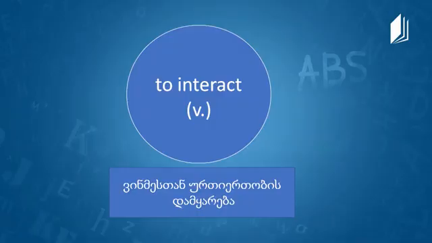And next we have to interact, which is a verb. And to interact is to do something or handle something, like to interact with a computer or with a website or with something else. To interact in Georgian means vinmestan urtiertobis damqareba. As you see, to interact is a verb and the noun for it will be interaction. To interact, vinmestan urtiertobis damqareba.